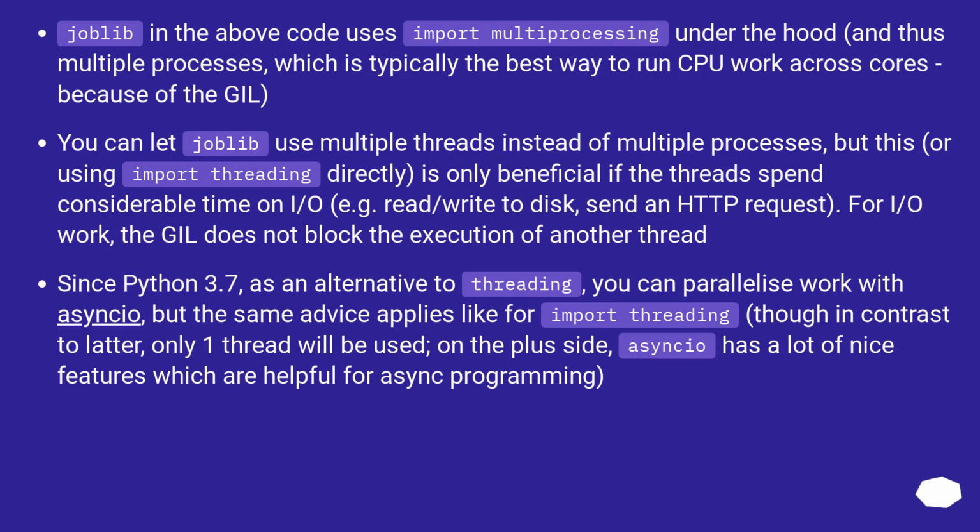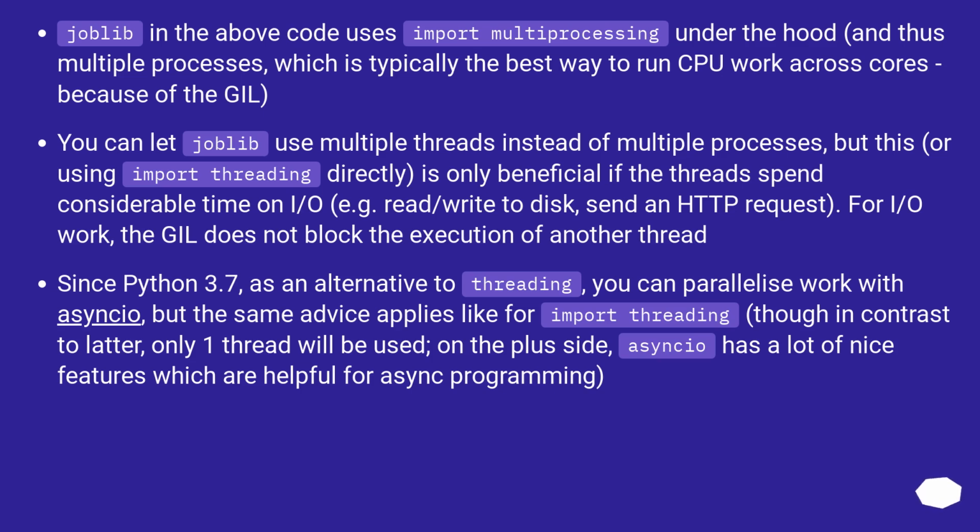Joblib in the above code uses import multiprocessing under the hood, and thus multiple processes, which is typically the best way to run CPU work across cores. Because of the GIL, you can let joblib use multiple threads instead of multiple processes, but this, or using import threading directly, is only beneficial if the threads spend considerable time on I/O, for example read/write to disk, or sending an HTTP request. For I/O work, the GIL does not block the execution of another thread.